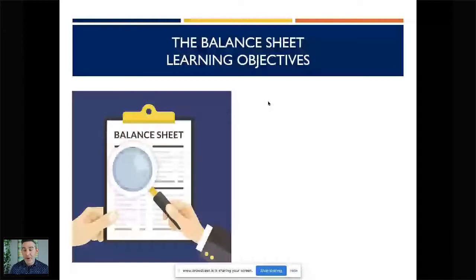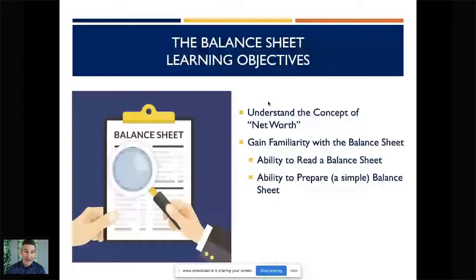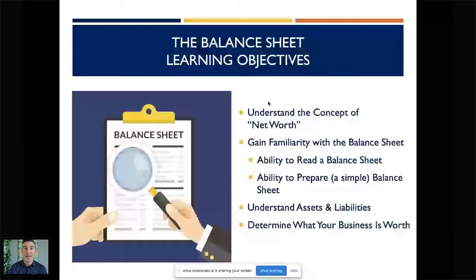So I'm just going to quickly go over our objectives for today. They're mainly around the balance sheet and some of the concepts associated with it. The first one is net worth. Some people refer to it as owner's equity, but basically understanding the value of your business. And then we want you to have some basic familiarity by the end with the balance sheet. We want you to be able to read a balance sheet, and we would like you to be able to prepare at least a simple balance sheet for your business or your nonprofit. That will also involve understanding assets and liabilities, and I'll define those for you. And helping you understand what your business is worth.